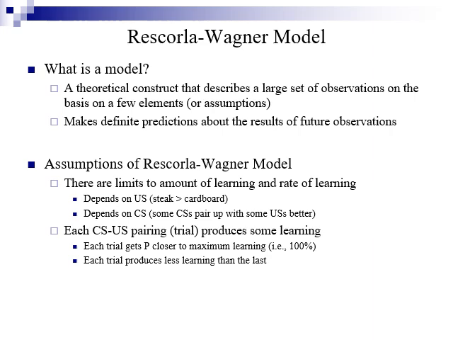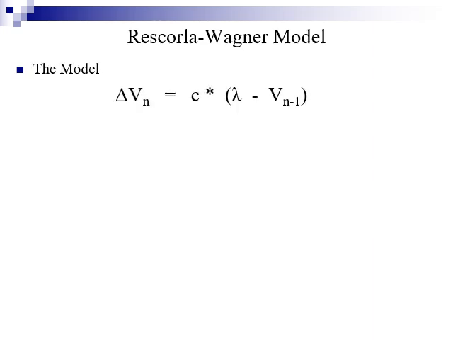So let's look at the model. Here is the model. It might look a little bit scary, but it's actually not too difficult. We'll walk through it. The delta Vn stands for the change in strength of the association on that trial. In other words, it's the amount of learning that occurs on any given trial, on any given pairing of CS and US.